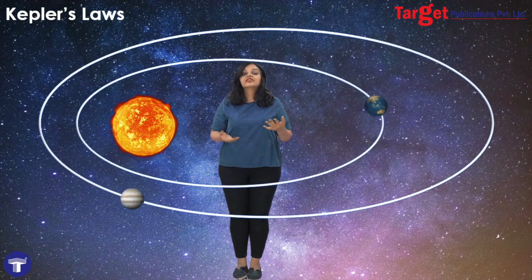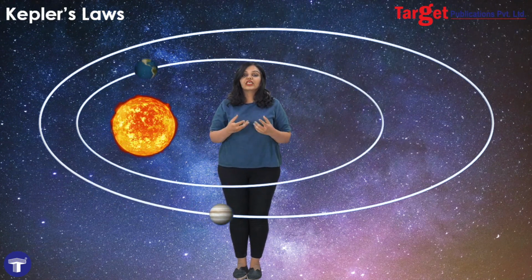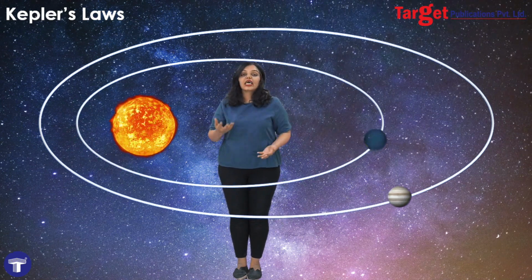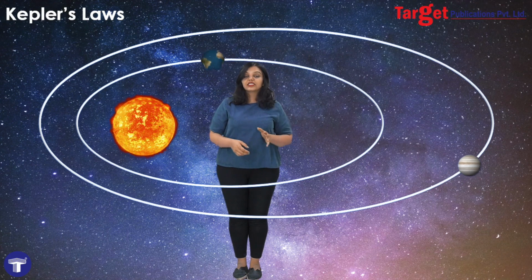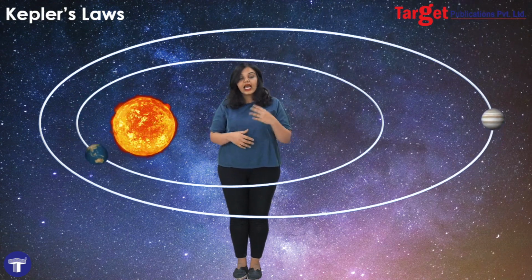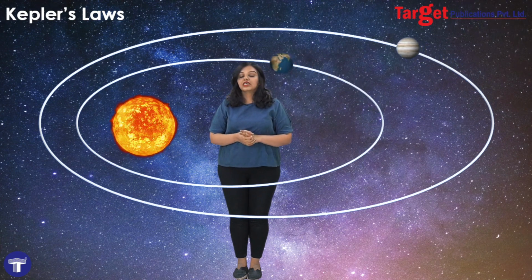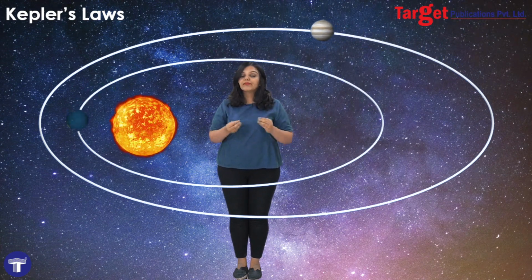For example, the time period of revolution of the Earth is 365 days or 1 year, because that's how much time it takes for the Earth to complete a revolution around the Sun and start doing it all over again. Now, this time period of revolution is something we also call the orbital period.